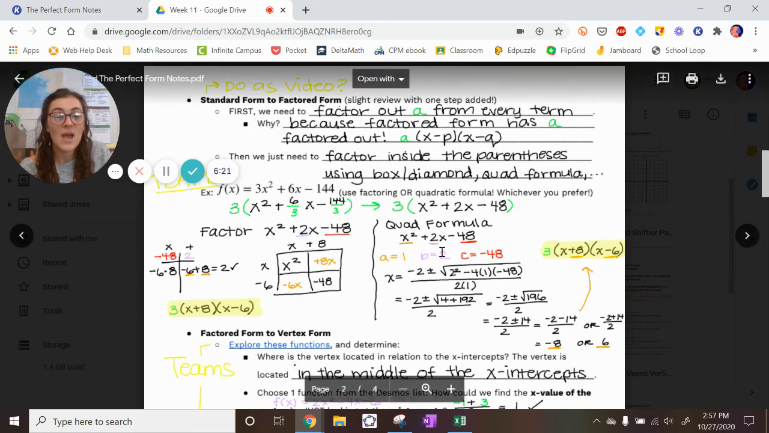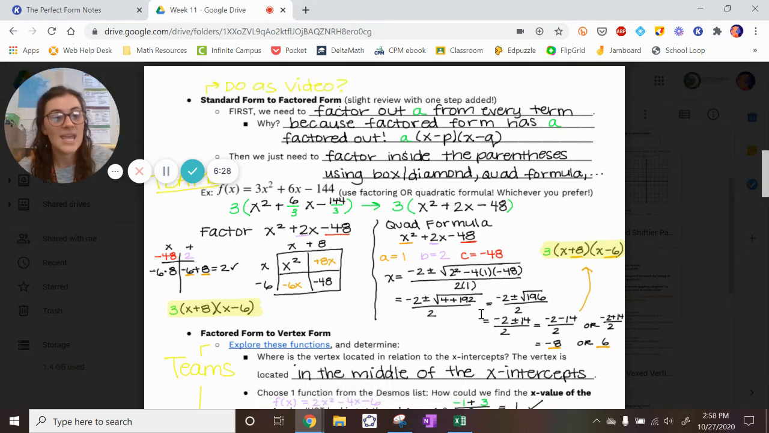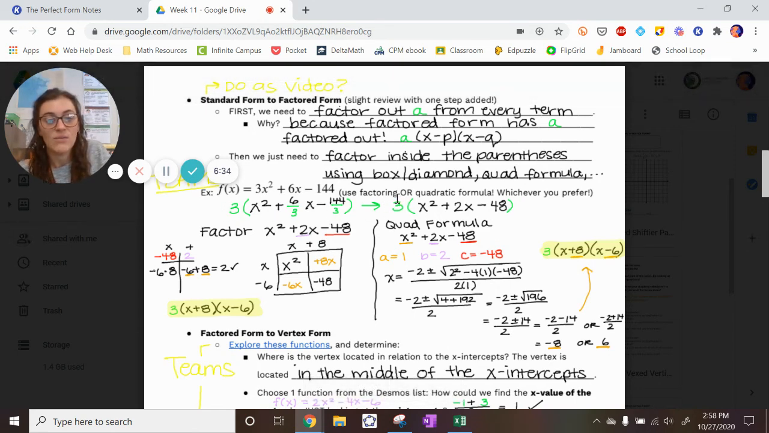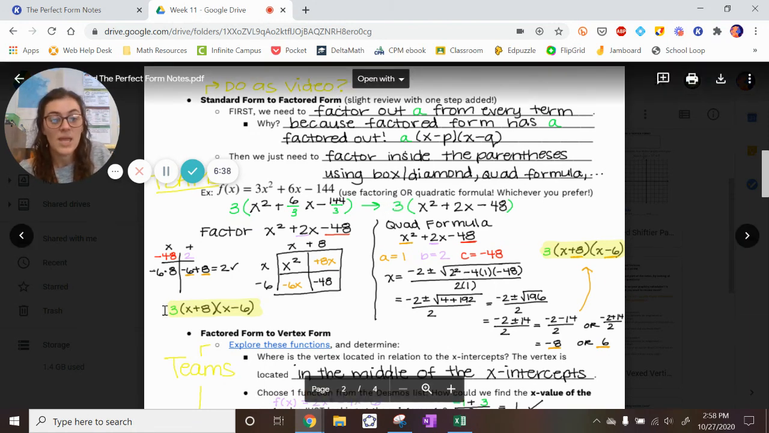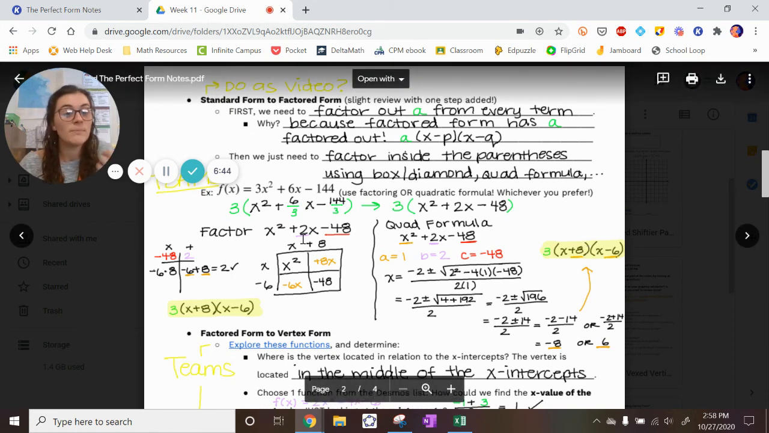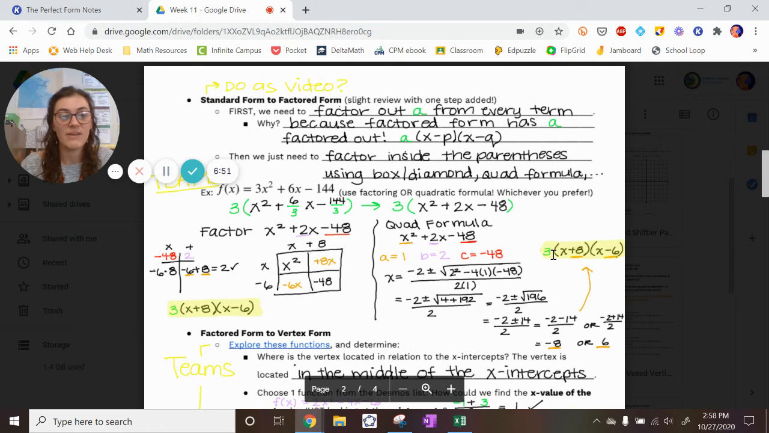So work this out. If you have any questions about these steps, let me know. But those felt like reviews, so I didn't want to take 10 minutes to go through each step of these parts. I mainly wanted to focus on the idea that first, we have to make sure that a is separated from everything in order to get in proper factored form. So standard form to factored form should feel slightly familiar. Just don't forget that first step and don't forget to bring it back in at the very end.